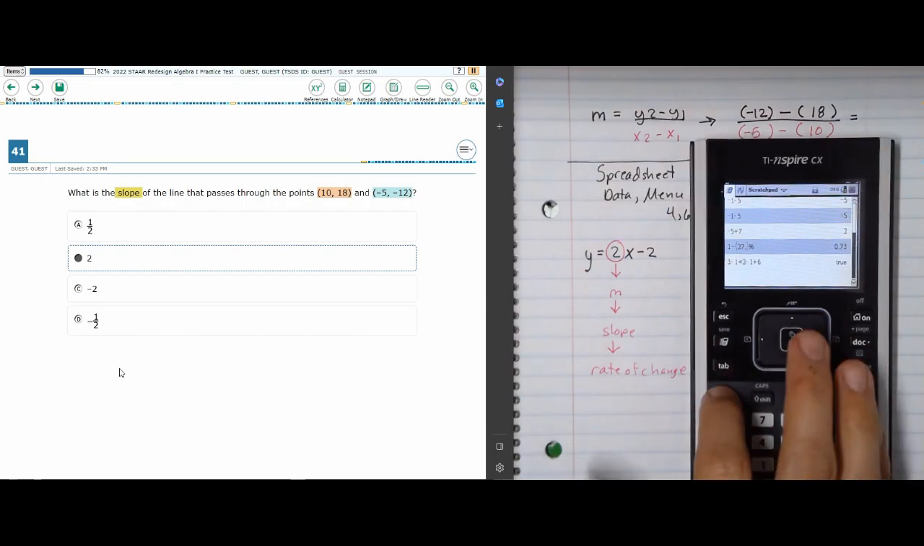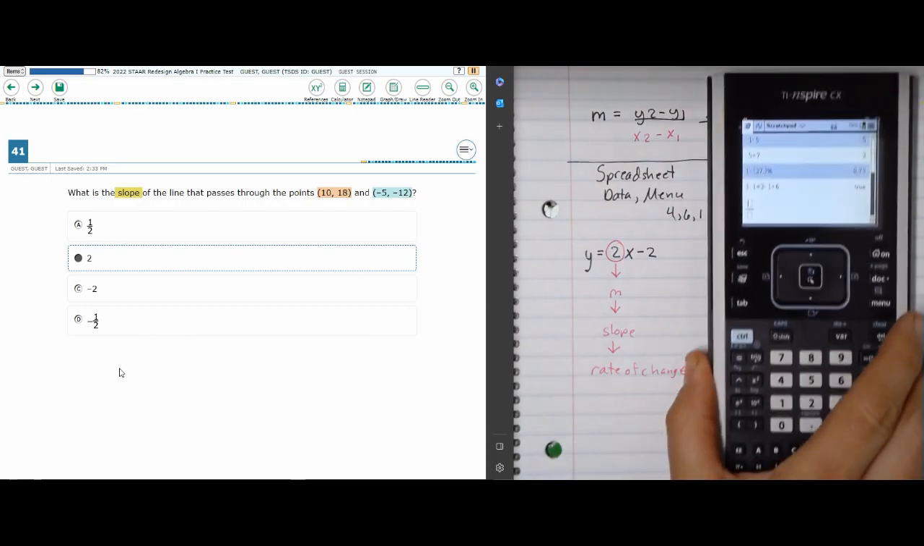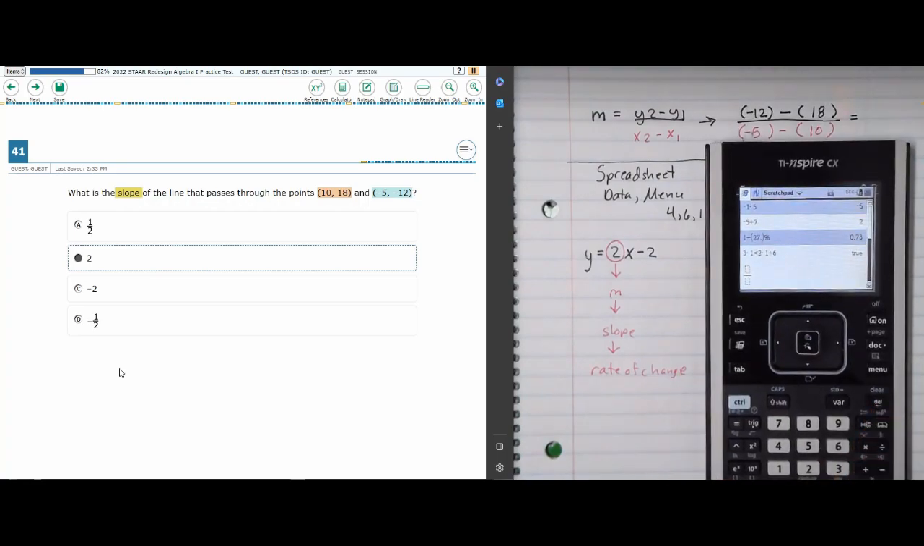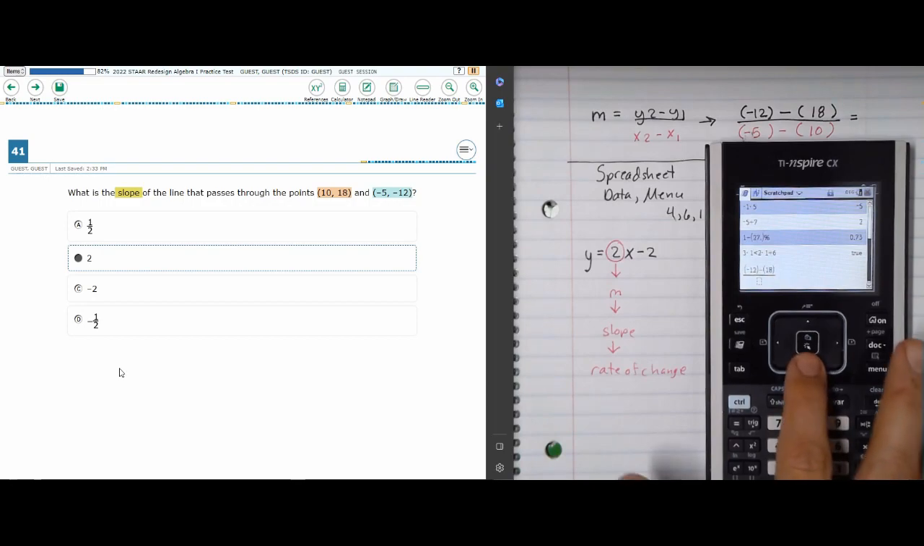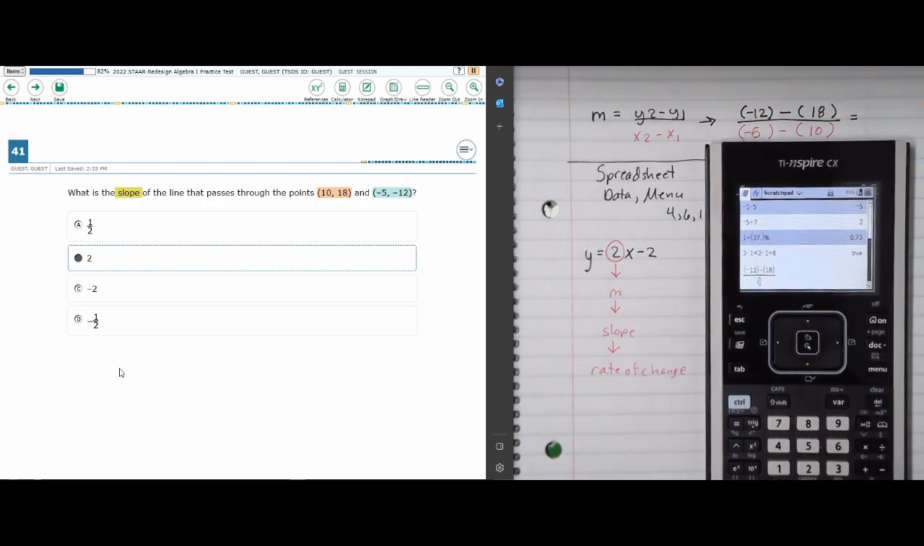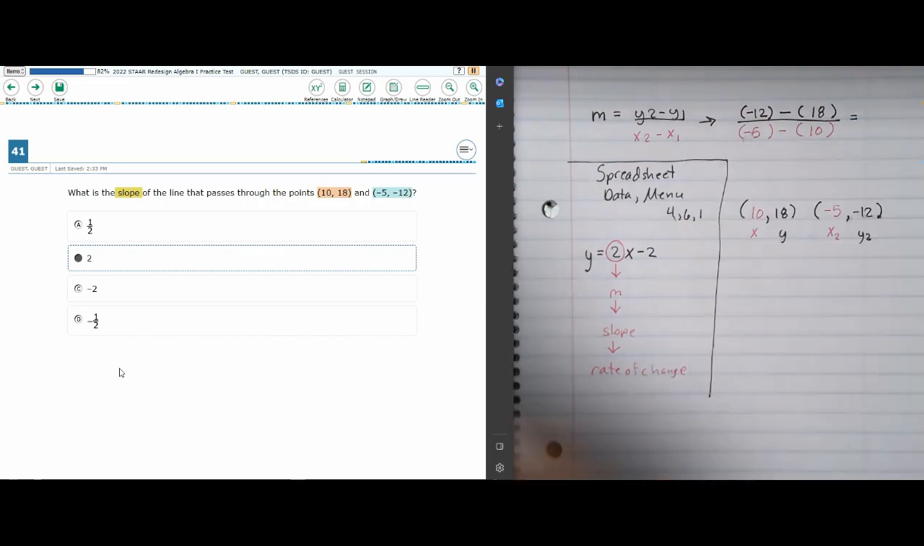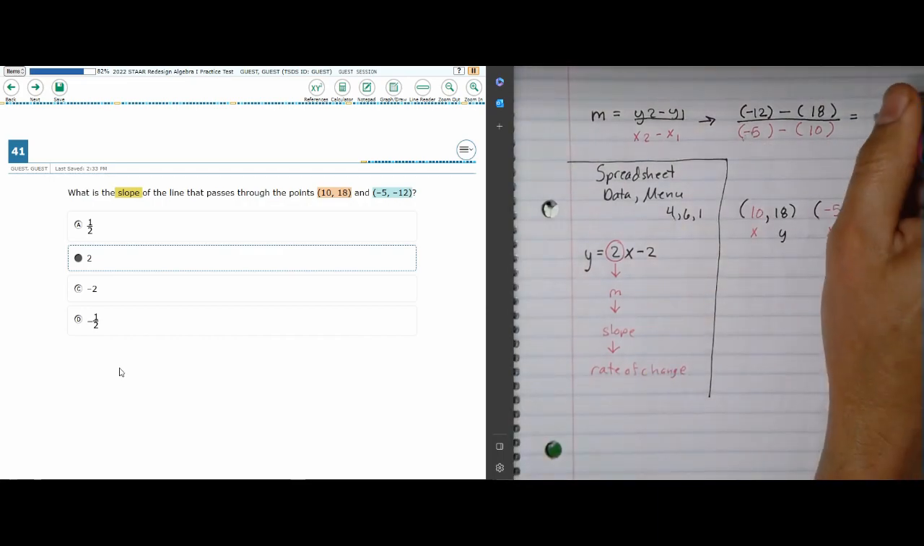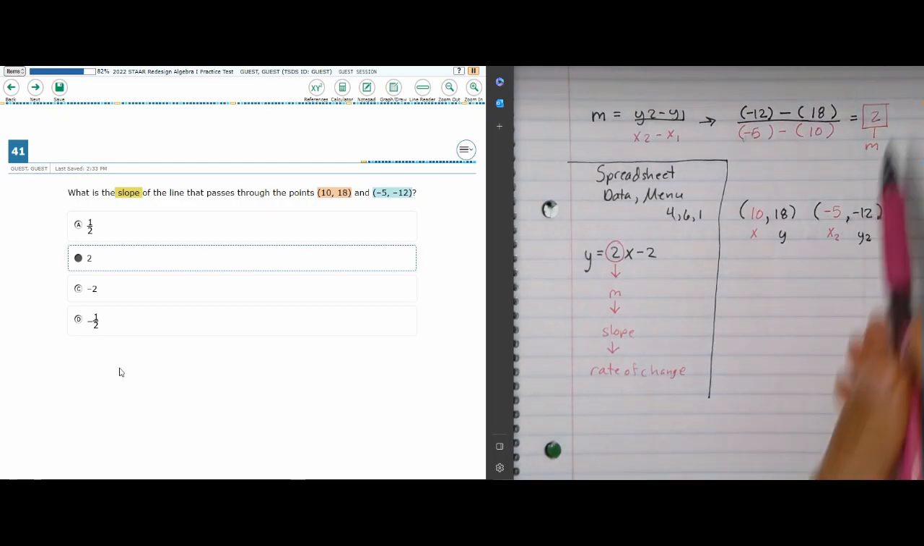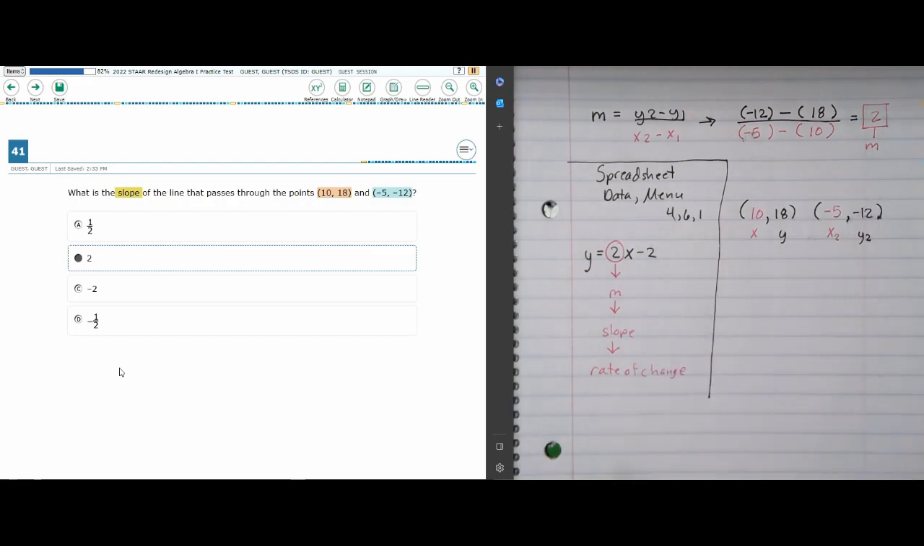So let me put this in. I'm going to hit Control Divide to get my fraction bar, and I'm going to put these numbers in just like you see them. So parenthesis, -12, close parenthesis, minus parenthesis, 18, close parenthesis, and then on the denominator, parenthesis, -5, close parenthesis, minus parenthesis, 10, close parenthesis. Hit enter, and it tells me that it's 2. So you can either use the slope formula or you can use spreadsheet. I would say use the one that you feel is easiest to use.